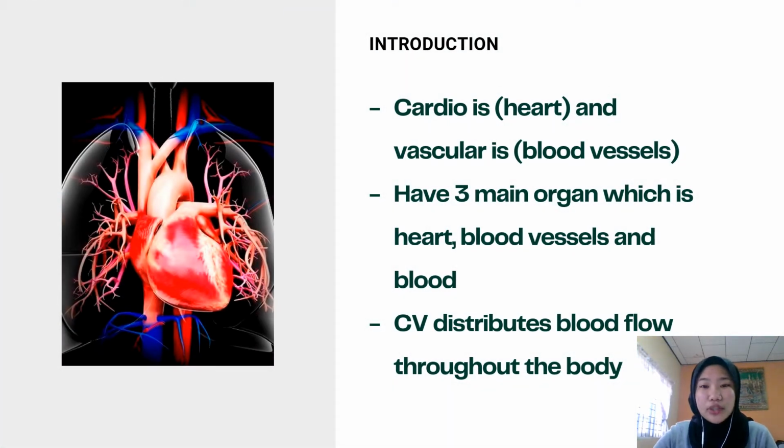Introduction of cardiovascular: cardio is heart and vascular is blood vessel. Next, it has three main organs, which are the heart, blood vessels, and blood. The cardiovascular system also distributes blood flow throughout the body.